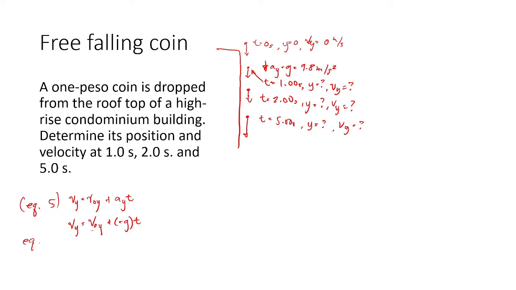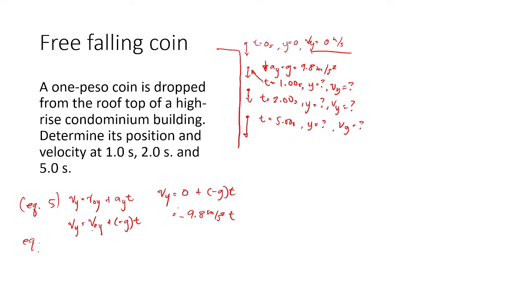And as you may remember, our v naught y is actually 0. So our Vy will be equal to 0 plus our negative g times t. Meaning to say, our Vy will be negative 9.8 meters per second squared times the time. So we just need to substitute 1, 2, and 5.